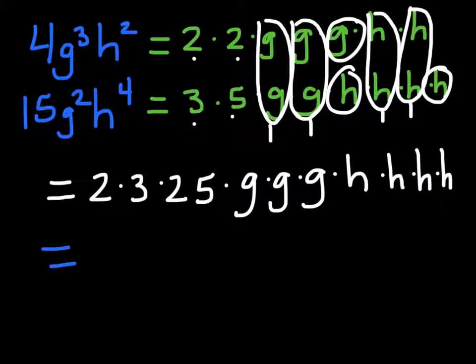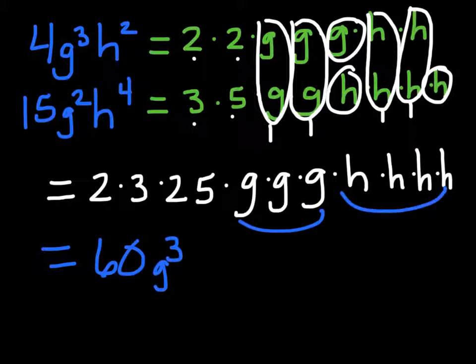2 times 3 is 6, times 2 is 12, times 5 is 60. We have 3 g's, so that's g cubed. We have 4 h's, so that's h to the 4th power. So our least common multiple of 4g cubed h squared and 15g squared h to the 4th power is 60g cubed h to the 4th power.